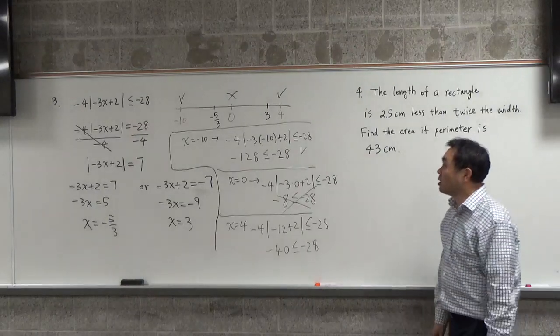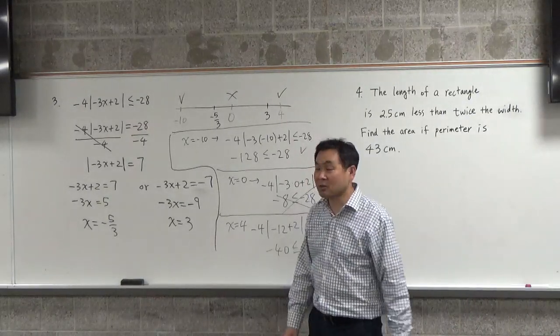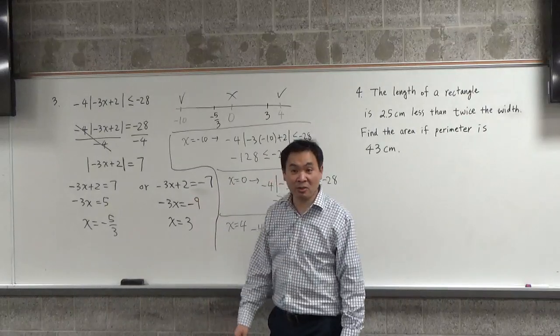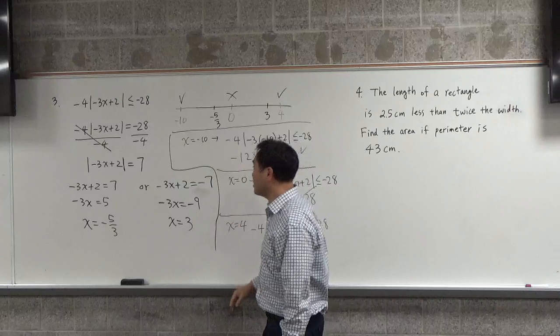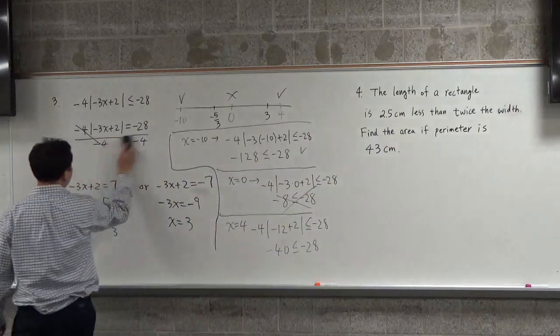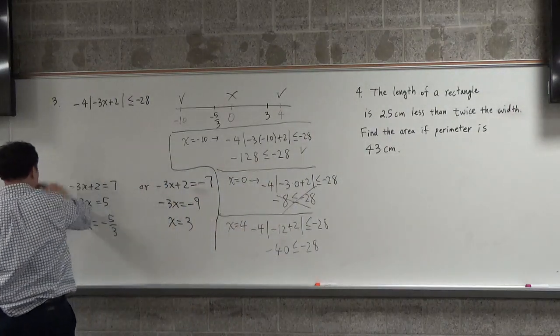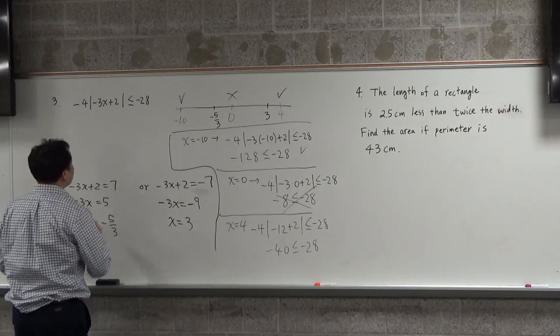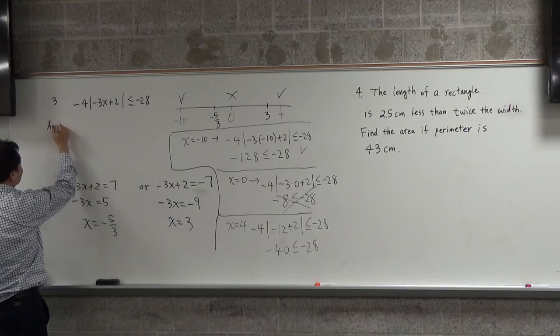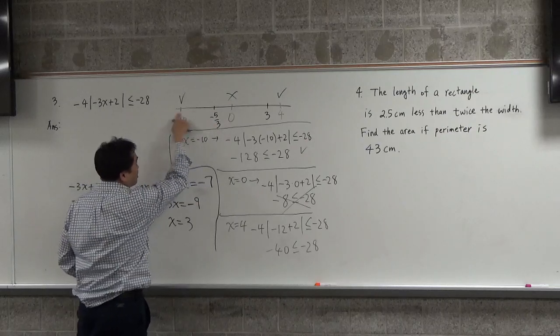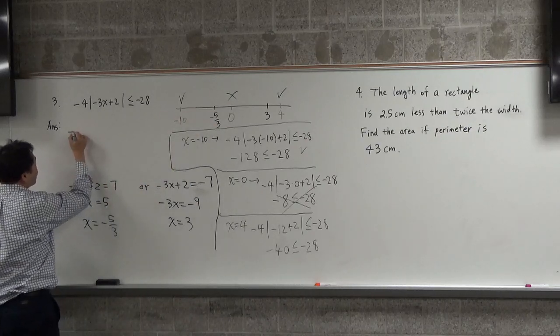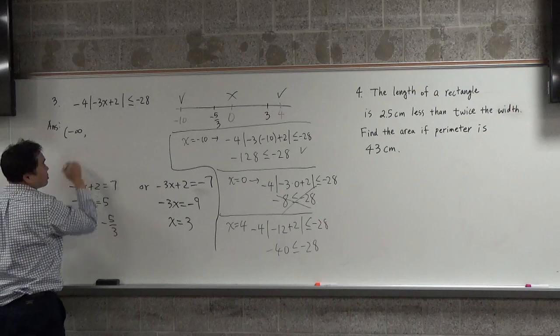Okay, so we now see that the valid intervals are, how many intervals are valid here? Two. There's one here, there's one there. Okay? Okay, so now let's try to write down the interval. So we're ready to write the answer already, right? Okay, how do you express this in interval notation? Where does it start? Negative infinity. Where does it end?